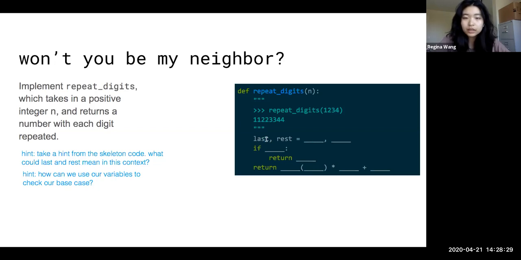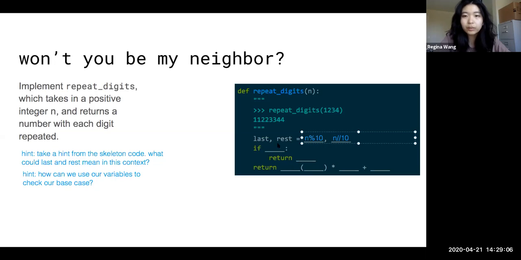To get the last digit of a number n, I would mod it by 10. So n mod 10 would give us the last digit. And to get all the rest of the digits, we just cut off the last digit, and to do that, we floor divide by 10. So n floor divide by 10. In the case of the dog test, last would be the number 4 and rest would be the number 1, 2, 3. And now here's a space in the next line: if something, return something.